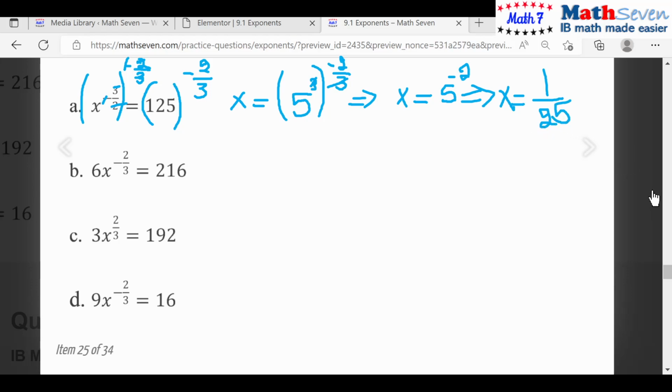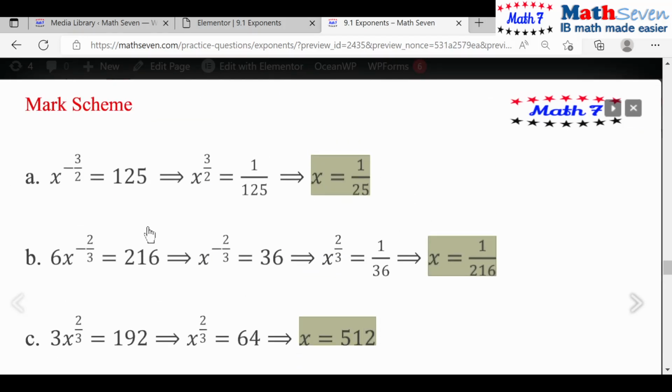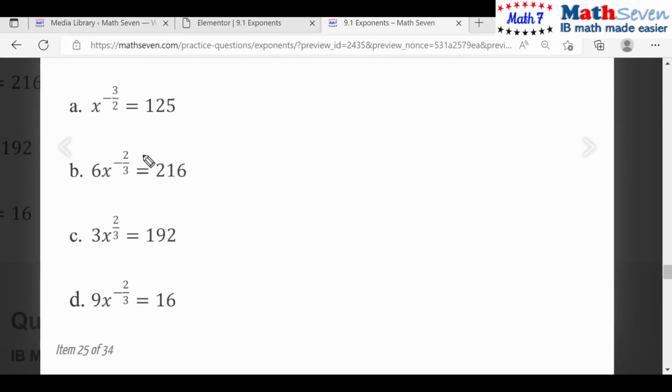Let's check the mark scheme. Erase this. Take a look at the mark scheme. So we have 1 over 25. That's right. So for part B, let's do part B. The same thing. We raise this to the power of minus 3 over 2.